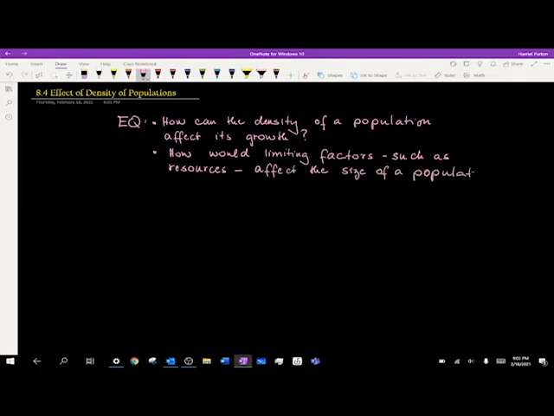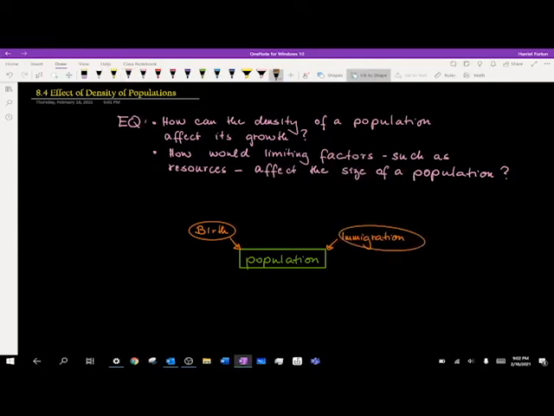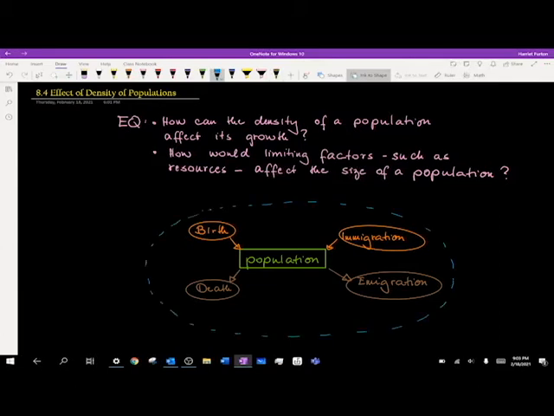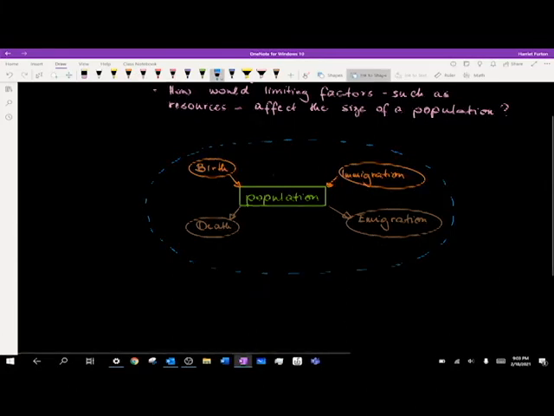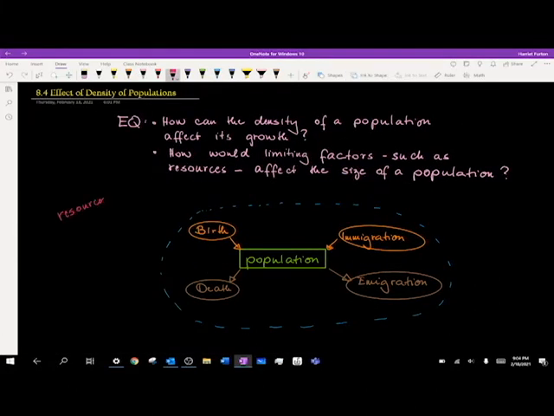In the 8.3 video, we talked about what factors affect the size of a population. It affects the birth, the immigration, the death in a population, and emigration. These are the 4 parts. But in our video, we said everything was unlimited at that time to check out the exponential growth.